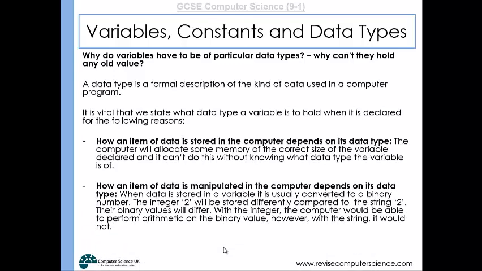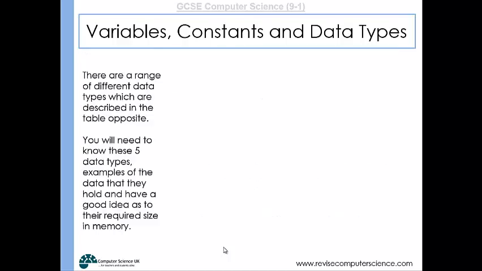Also, how an item of data is manipulated in the computer depends on its data type. So if you were to consider the integer 2 and the string 2, both of those bits of data will be stored in the computer in binary slightly differently. Their binary values will differ. With the integer, the computer would be able to perform arithmetic on the binary value. However, with the string, it wouldn't be able to perform arithmetic on that binary value. So it's really important that a computer knows what sort of data a variable is going to have, so that the program can manipulate the data within those variables accordingly.